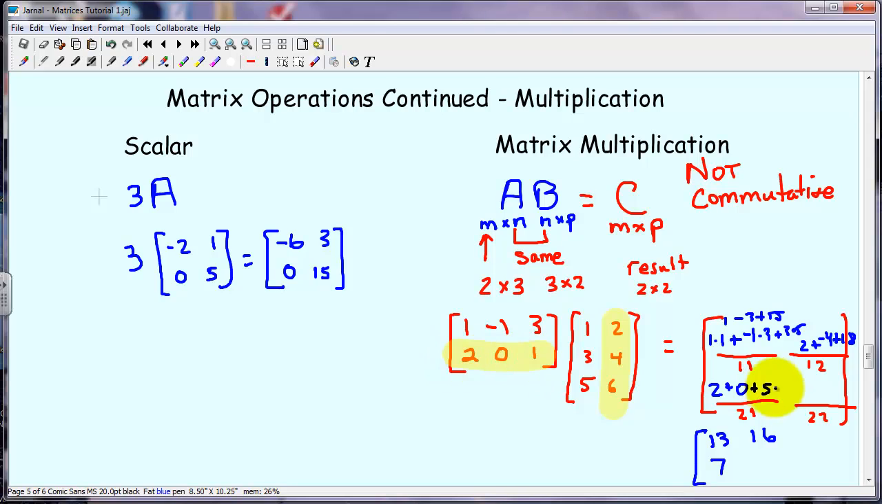So we have 2 times 2 is 4. 0 times 4 is 0. And 1 times 6 is 6. So we have 10.